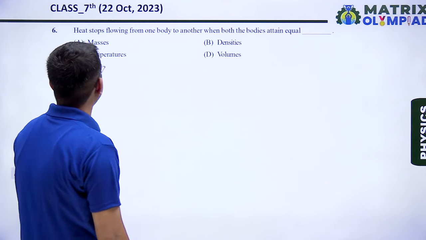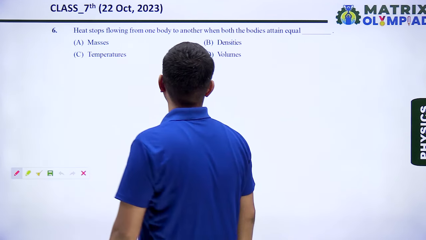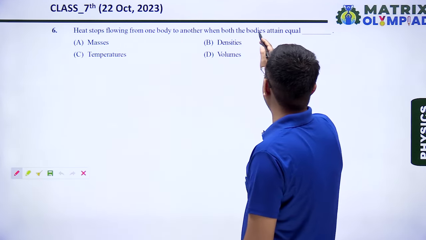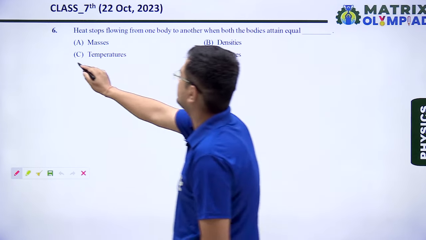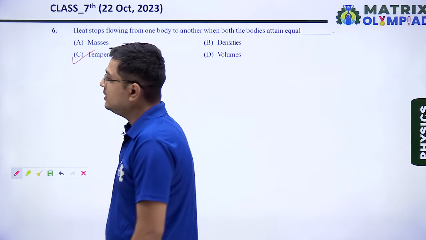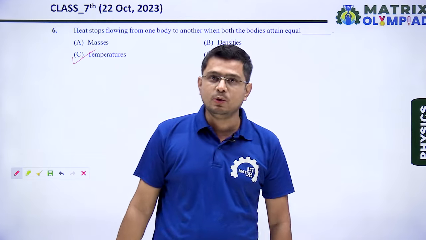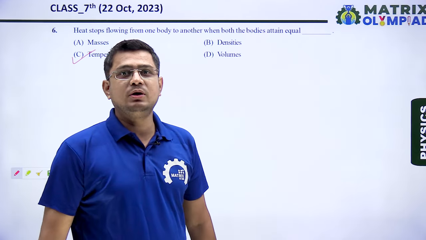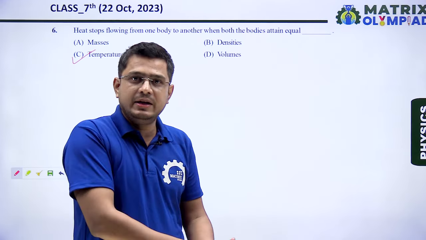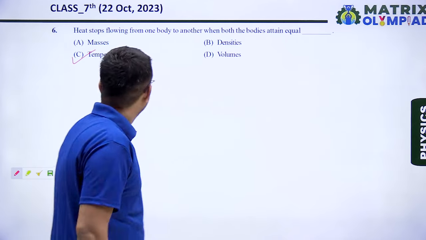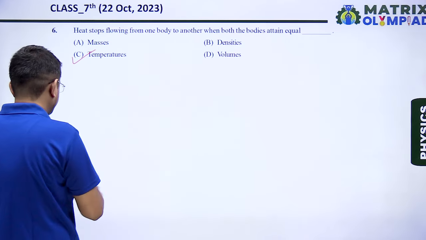Question number 6. Heat stops flowing from one body to another body when both bodies attain equal temperature. That is a very simple question. We know that heat flows from higher temperature to lower temperature till both the bodies, or a body and its surrounding, attain equal temperature. So the correct answer is option C.